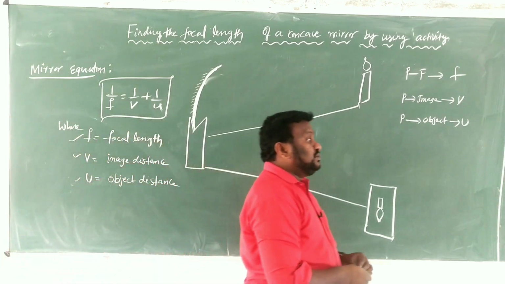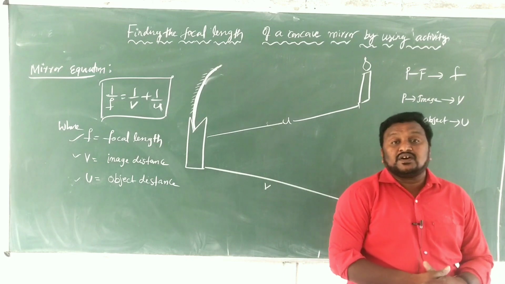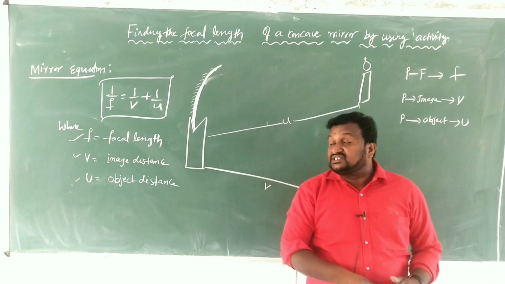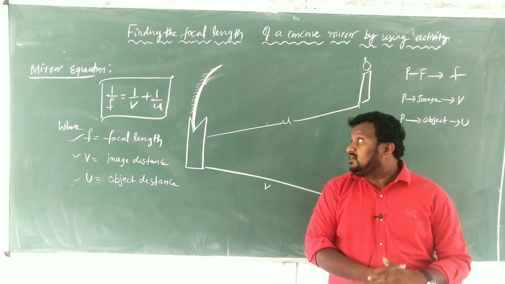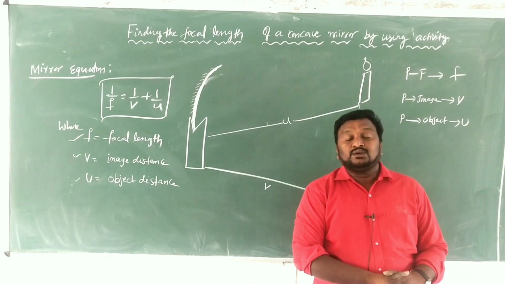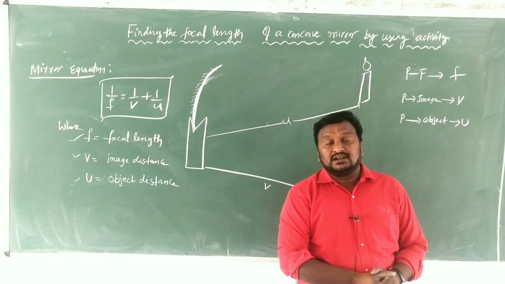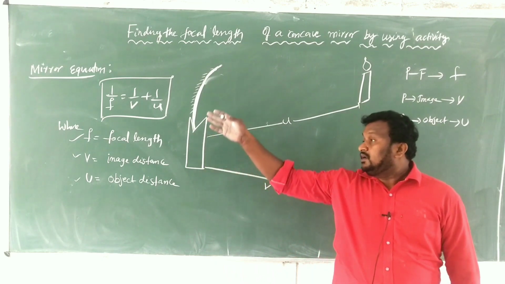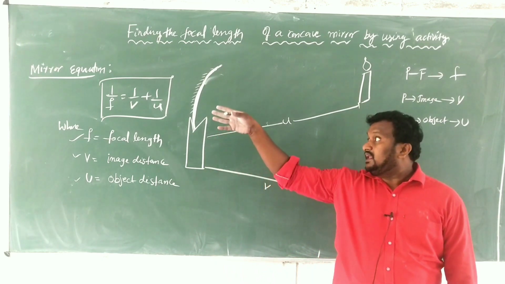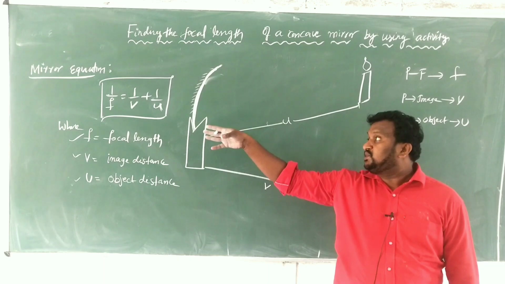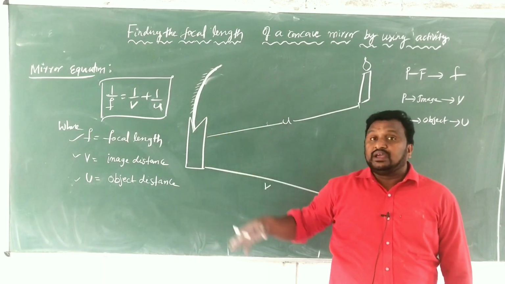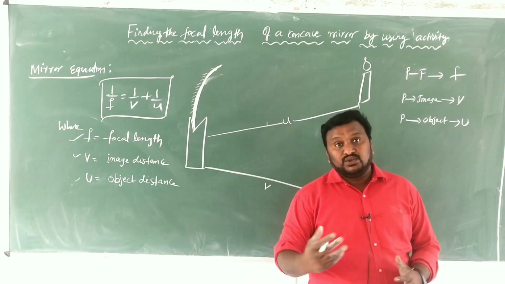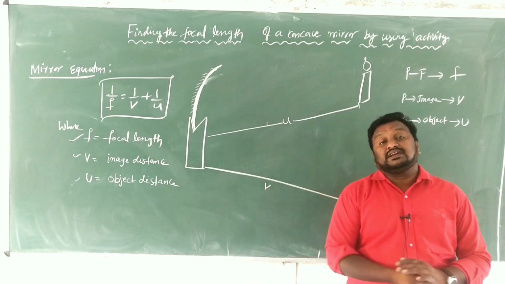1 by f is equal to 1 by v plus 1 by u is called the mirror equation. In part B also they ask like this: in 1 by f is equal to 1 by v plus 1 by u, v stands for dash. Options will be given. Got my point? In part B questions, in the mirror equation 1 by f is equal to 1 by v plus 1 by u, u stands for dash, f stands for dash, v stands for dash, like that.